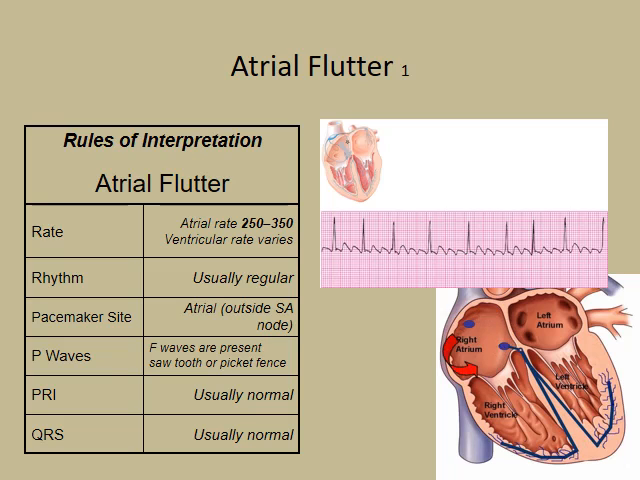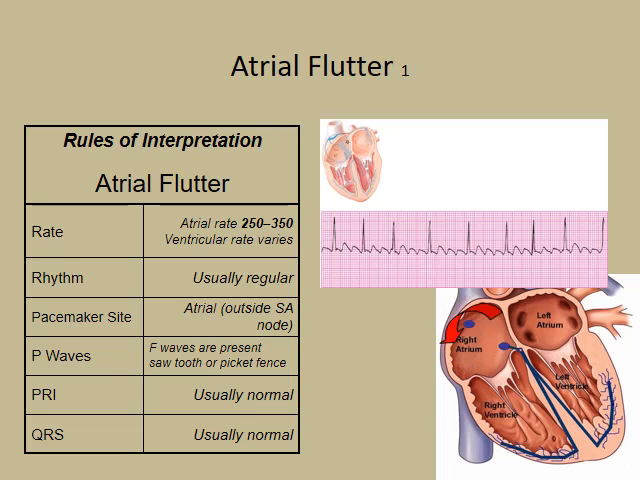The rhythm, the R to R interval, is usually regular. Your R to R interval, which are your ventricles, are usually regular. The pacemaker site is outside the SA node in the atrium someplace, and it's making that signal go round and round and round, just like this picture.